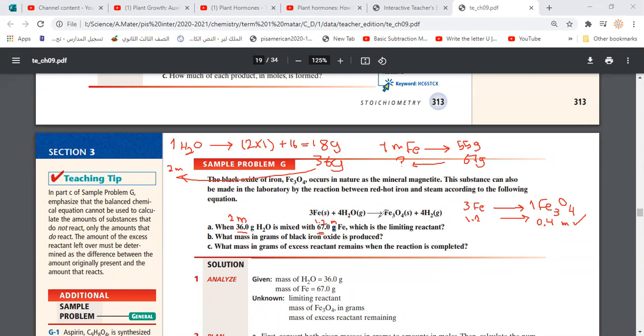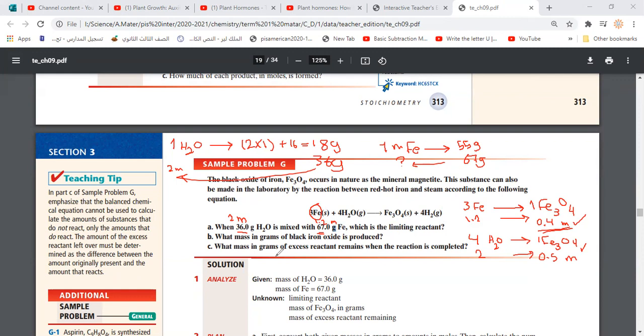Regarding the equation, 4 moles of water produce how many moles of iron oxide? 1. Good, Hassan. So in that case, if we have 2 moles, they are supposed to produce 0.5 mole. Good. So which one is the limiting reactant? Iron. So iron is the limiting reactant. Why? Because it produces the lesser amount of product. So in that case, the limiting reactant is the iron.